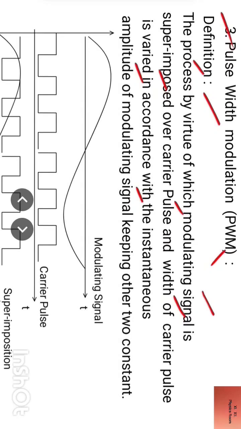pulse width modulation. I repeat, the process by virtue of which modulating signal is superimposed over carrier pulse and width of carrier pulse is varied in accordance with the instantaneous amplitude of modulating signal, keeping other two parameters constant.